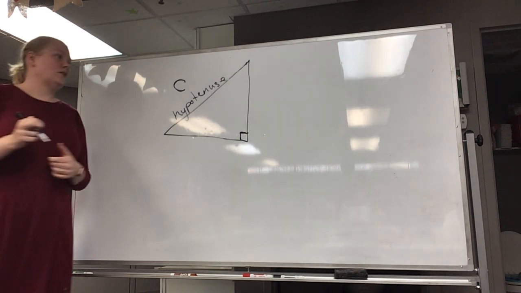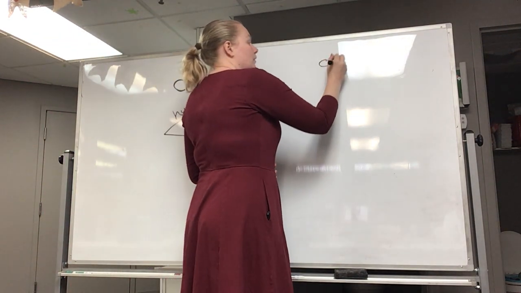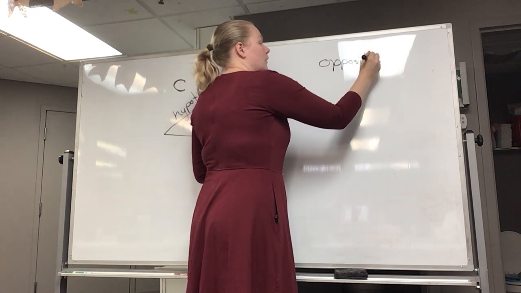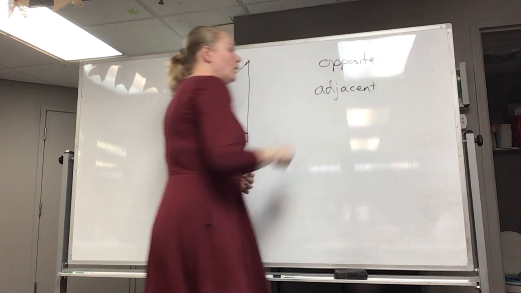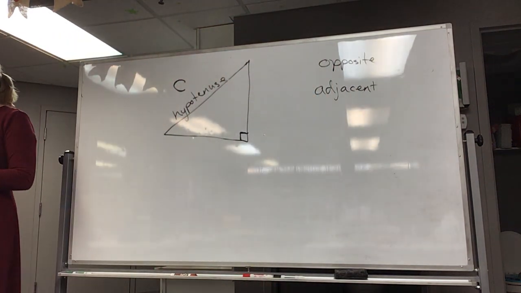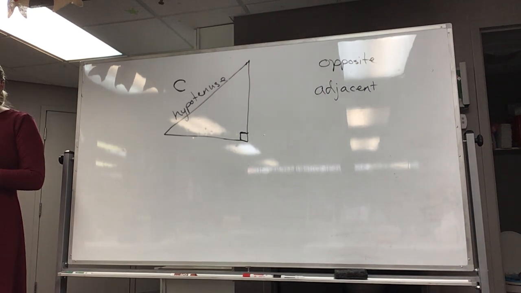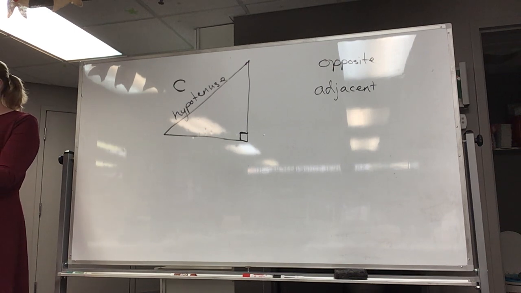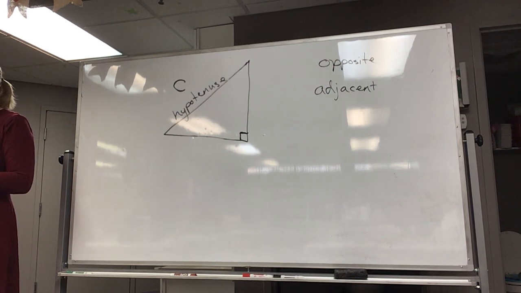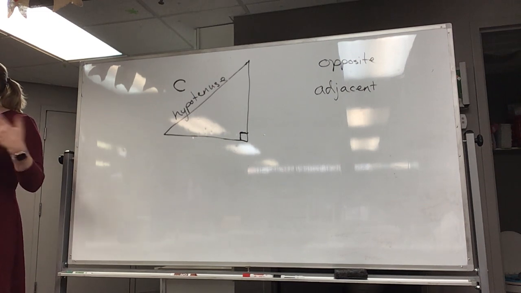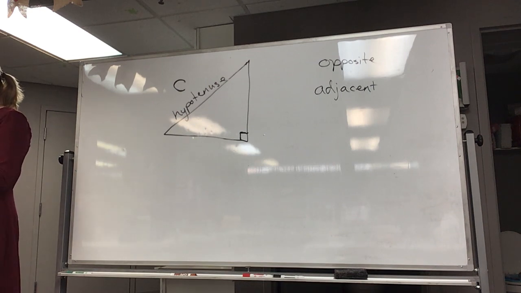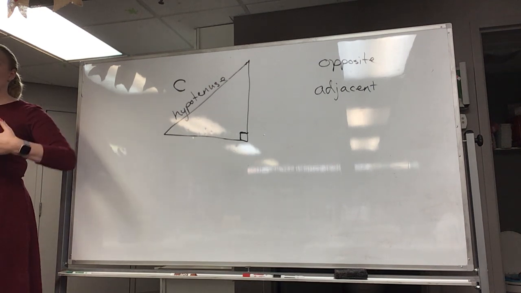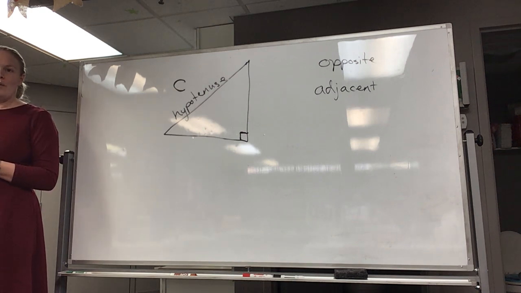The other two sides that we have are opposite and adjacent. So, I am standing opposite you. The person who is sharing the table with you is adjacent to you. Opposite is going to be straight across from something, whereas adjacent is the one right next to, the one that is right by your elbow.